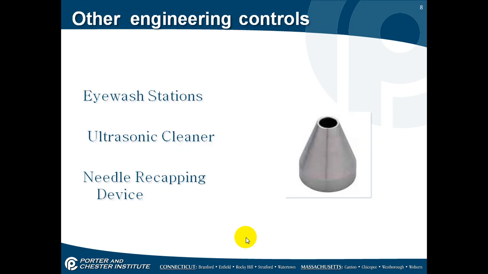Other engineering controls are your eye wash station, ultrasonic cleaner, and the needle recapping device. Here's a picture of a metal one. I strongly recommend this when you are employed and out there. There are plastic ones. If your office has plastic ones, order the metal one. Plastic ones tend to tip over. Sometimes they stick to the surface, but these you can throw in the sterilizer, and they're weighted and more secure. So it's the best one out there today.